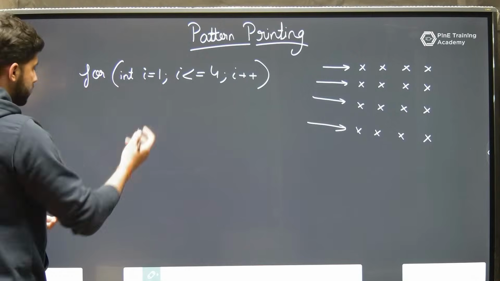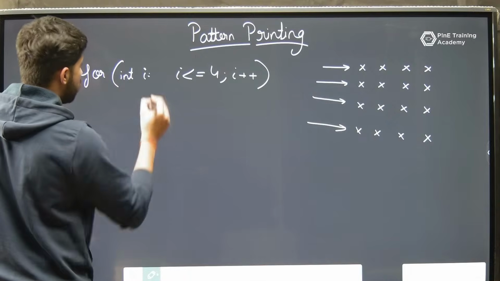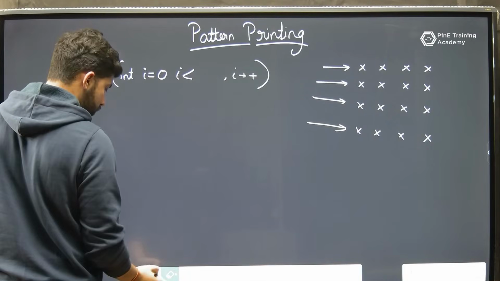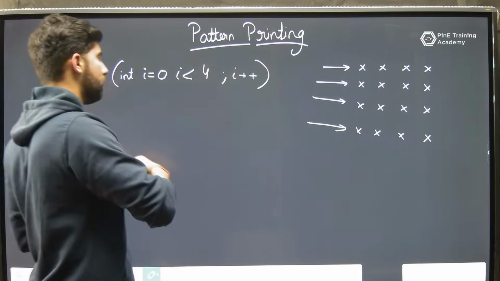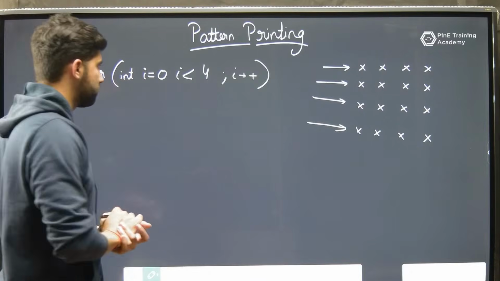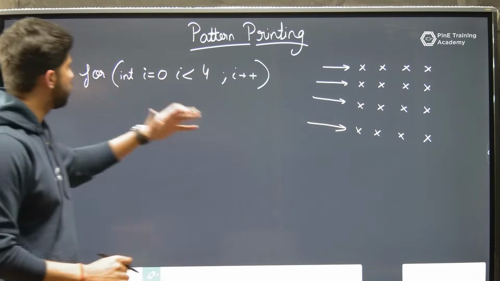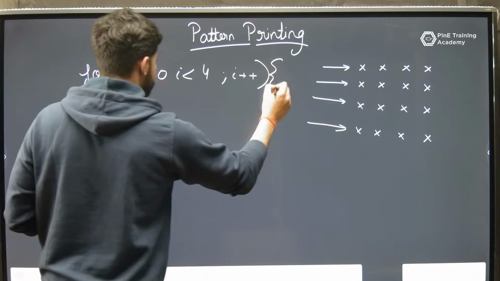Okay, I could have started from 0. In that case, I would have changed my condition to this. So both are fine. The previous one will also run 4 times. This one will also run 4 times. So the purpose is to have 4 rows, so the loop will run 4 times. It's very simple.